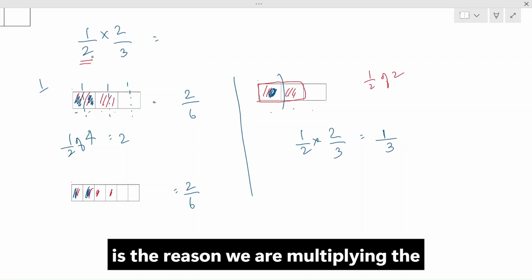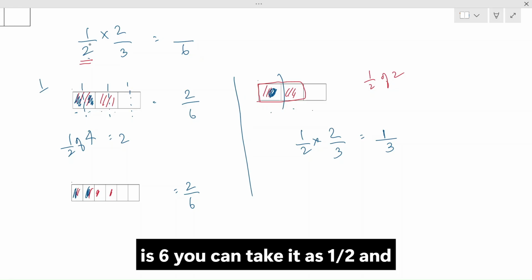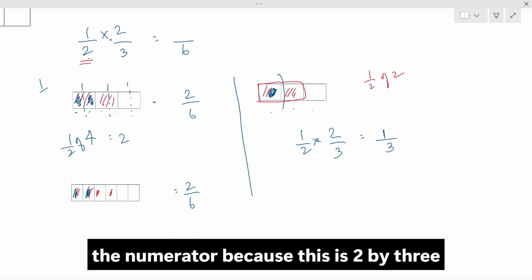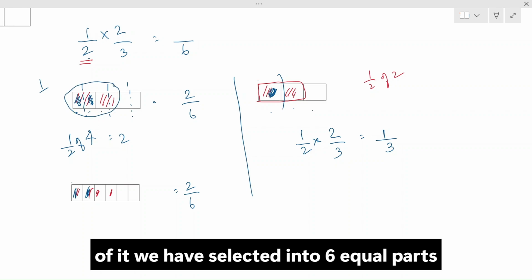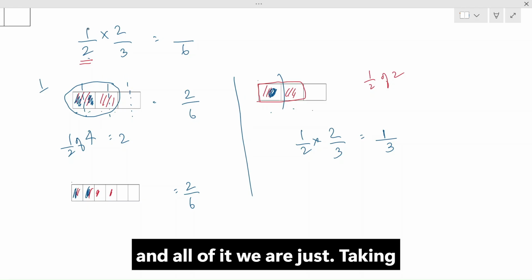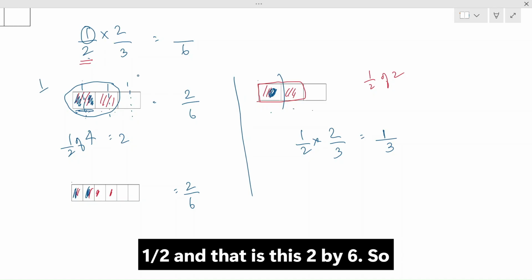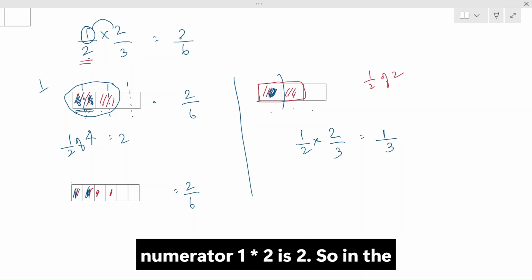into two each part so that the half can be selected. So that is the reason we are multiplying the denominators. 2 times 3 is 6, because if it is 6 you can take it as a half, and then we are actually multiplying the numerator because this is 2 by 3, which is the selected area, and of it we have divided into 6 equal parts, and of it we are just taking only one half. So only one half, and that is this 2 by 6. So that is why we are multiplying the numerator. 1 times 2 is 2.